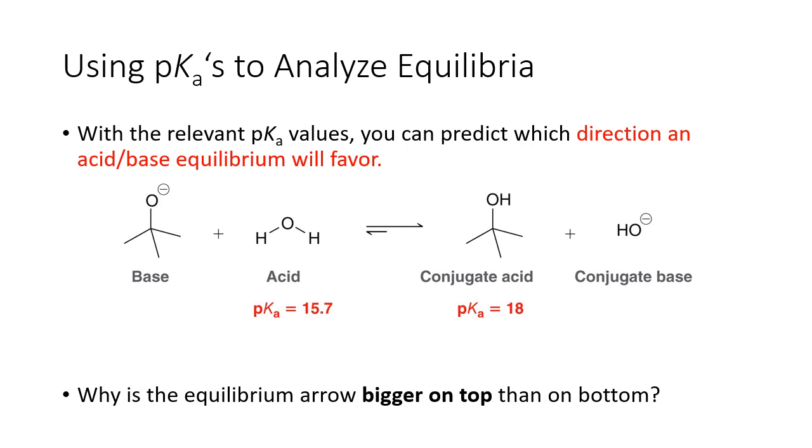You also might recall that we can use Ka values, or now pKa values, to analyze the direction that a reaction will go. Will it go left or will it go right? And then we used a longer arrow pointing in the direction to show what way it will favor. So when we look at this acid-base reaction, we have a base. This generically is called an alkoxide ion. It's an organic molecule that has an oxygen with a negative charge. The real name of this would be tert-butoxide.